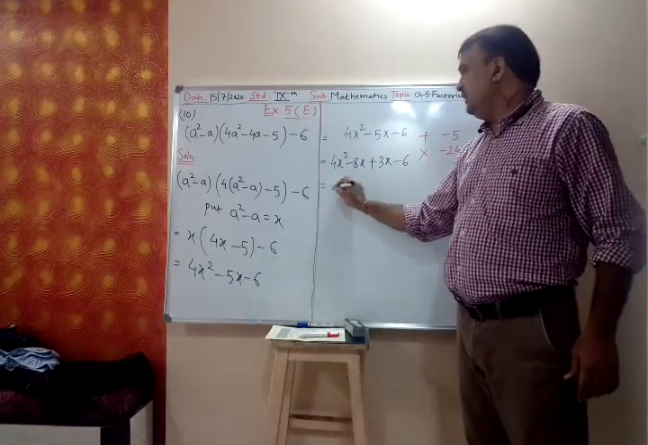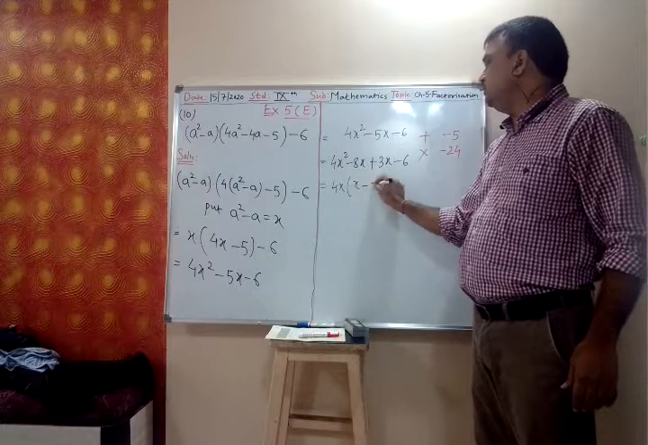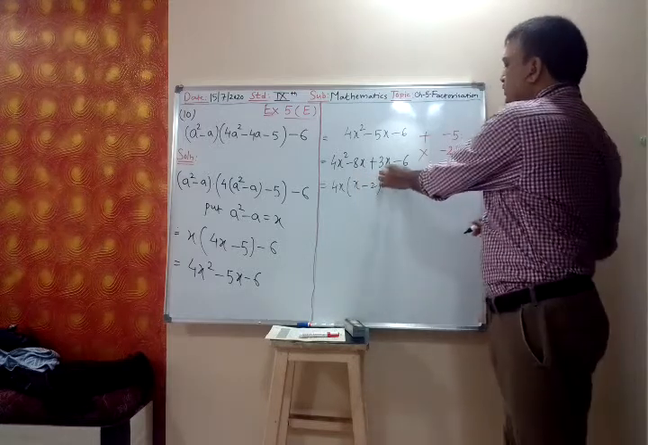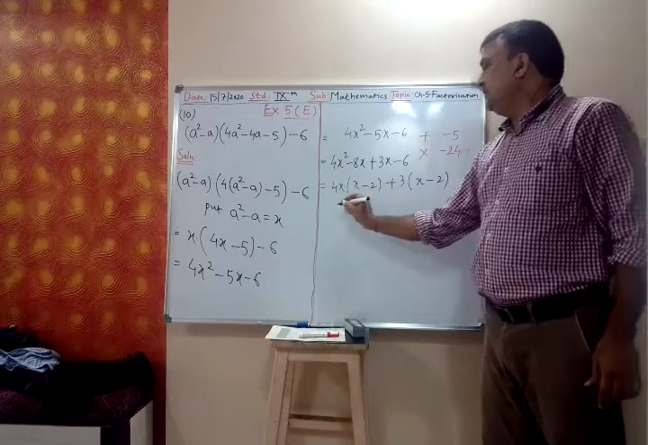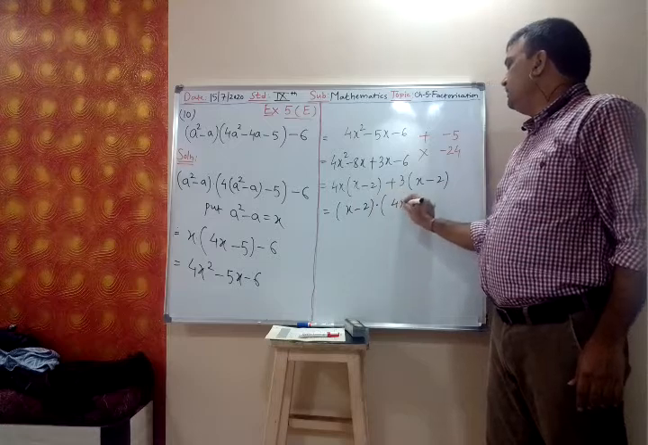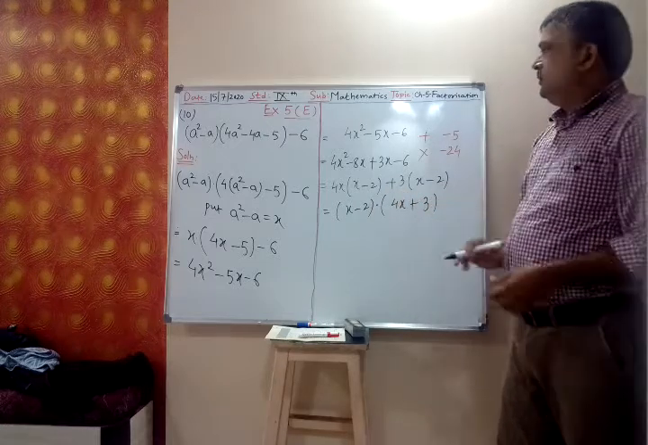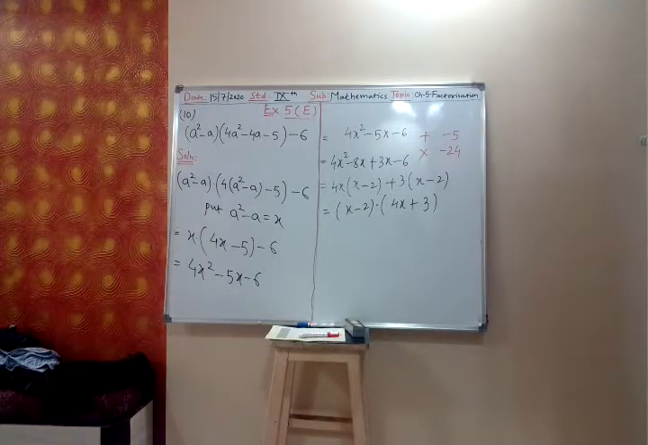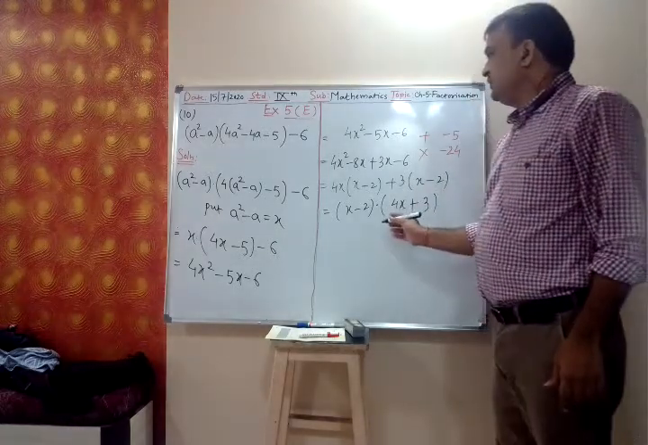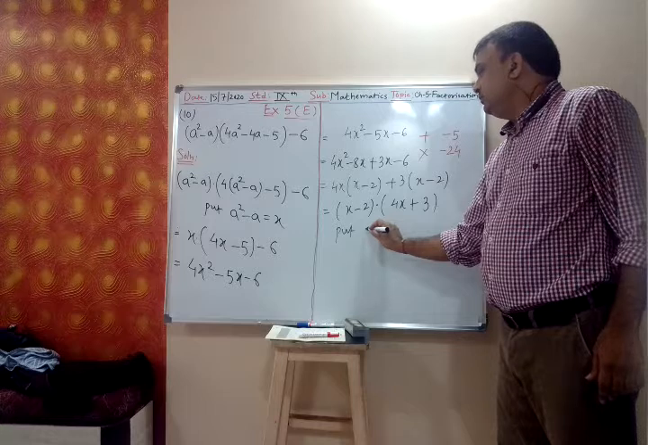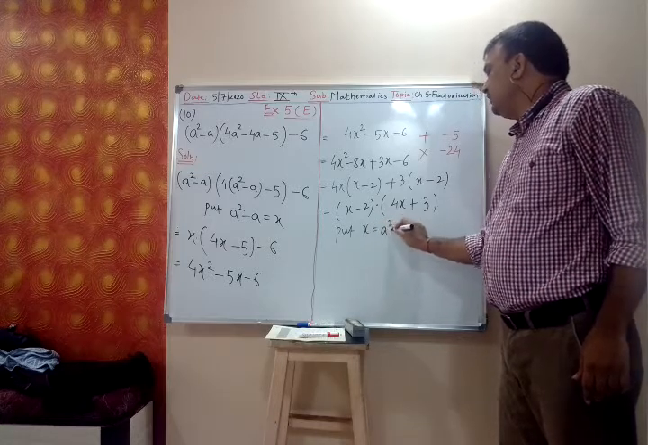So 4x square and 8x, 4x is common. That is 4x into x minus 2 plus 3 into x minus 2. We do the grouping, these two together. Now x minus 2 is common. So it is x minus 2 into 4x plus 3. But my actual variable is a. So I will now put the value of x. Put x is equal to a square minus a again.